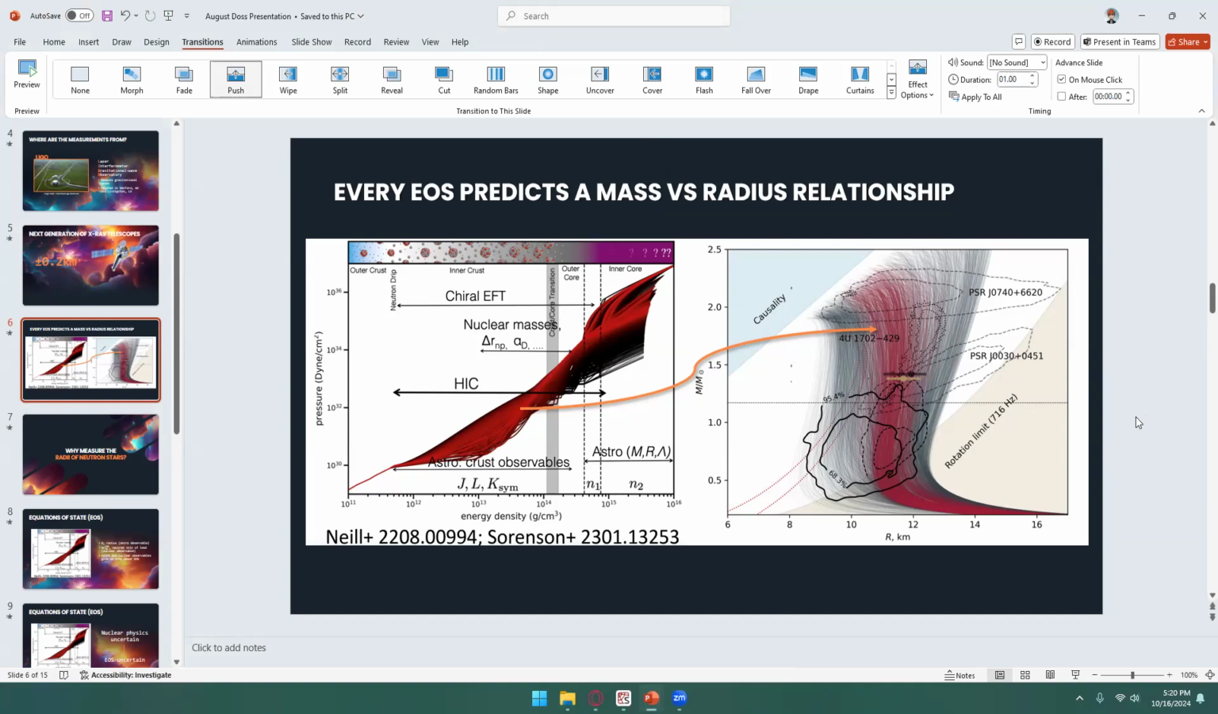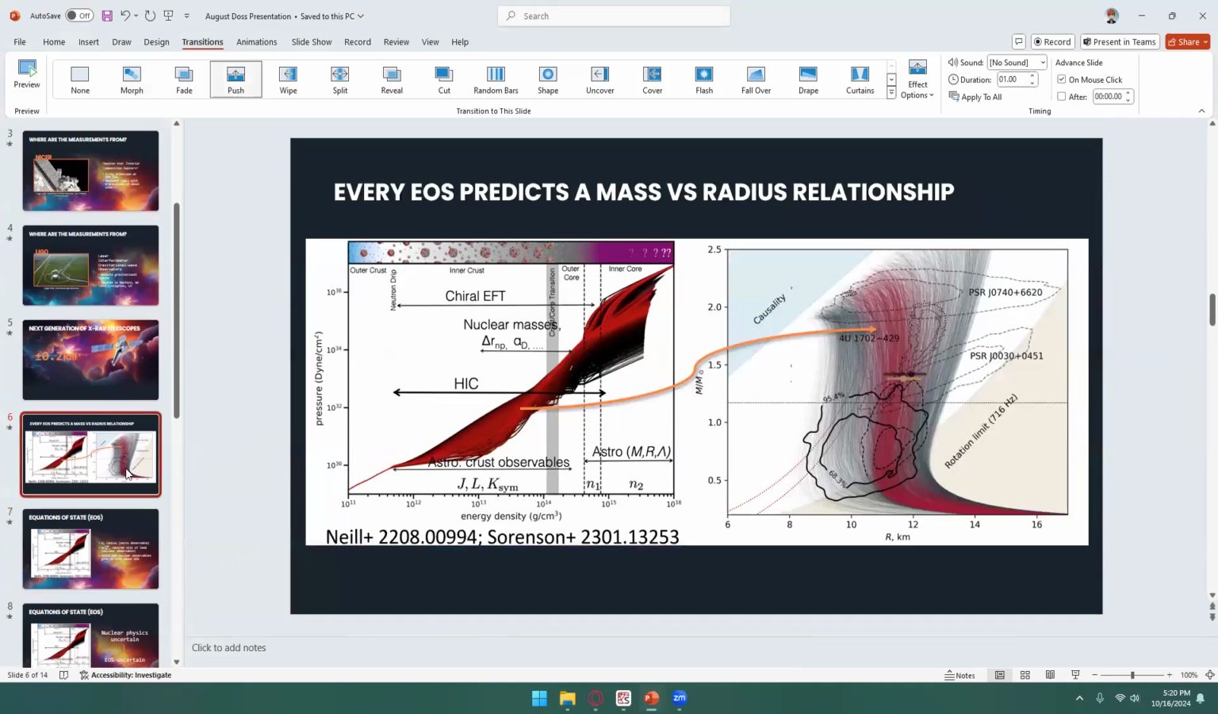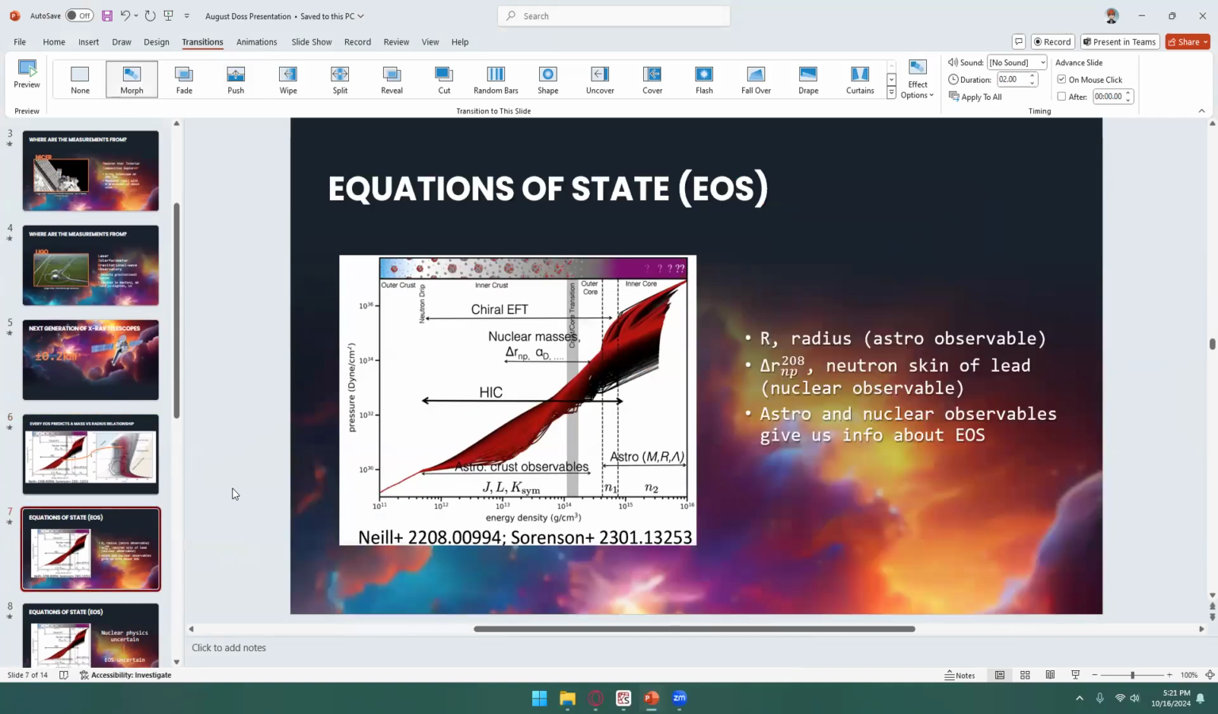Okay, so moving on. The slide's probably redundant. Yeah, it's redundant. Leaving it. It's gone. Excellent.